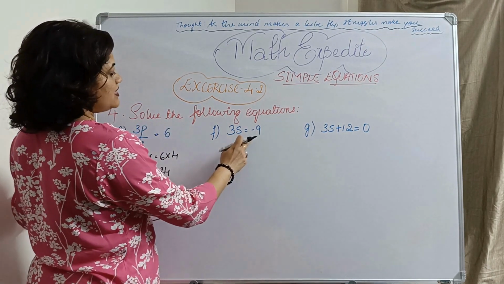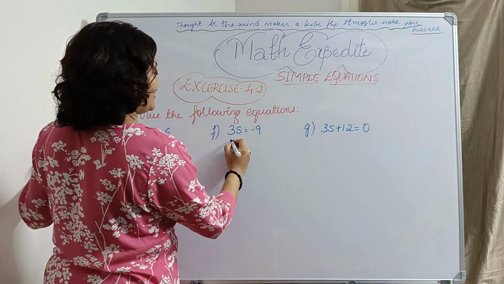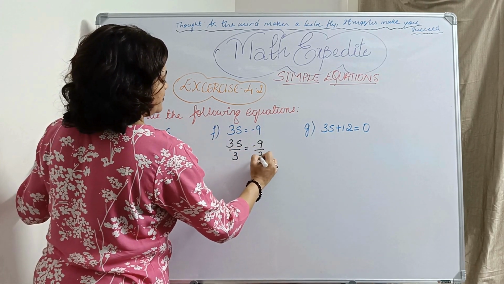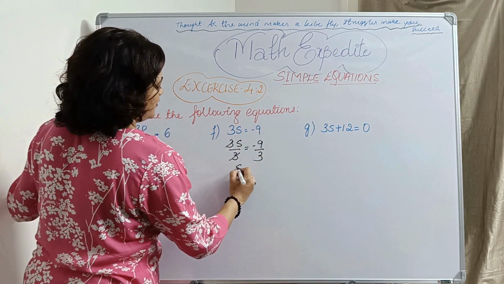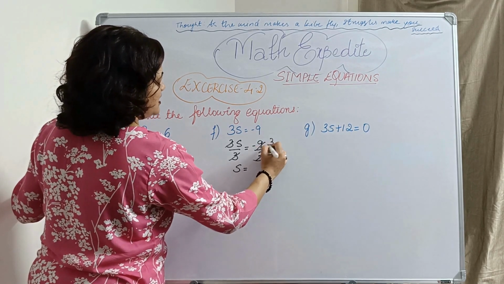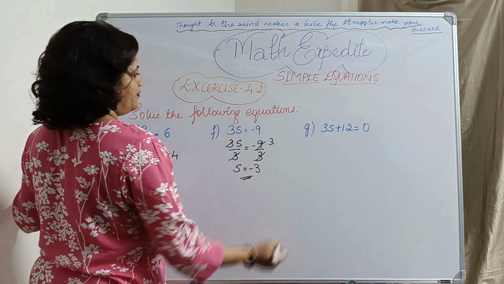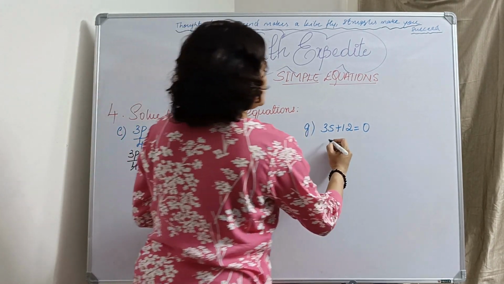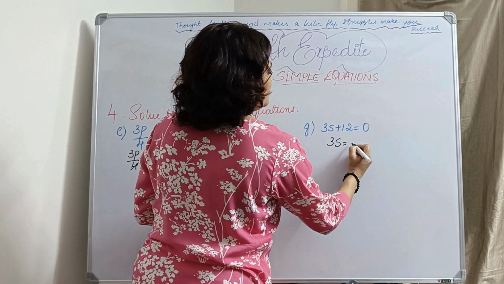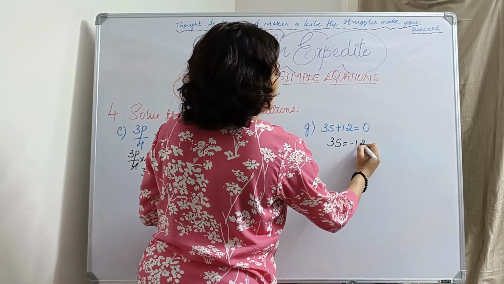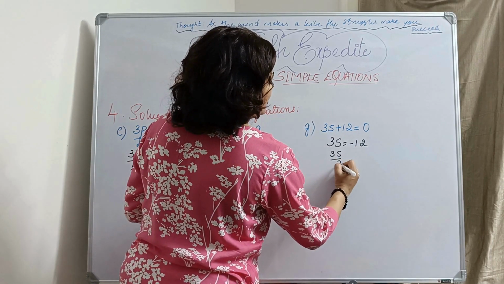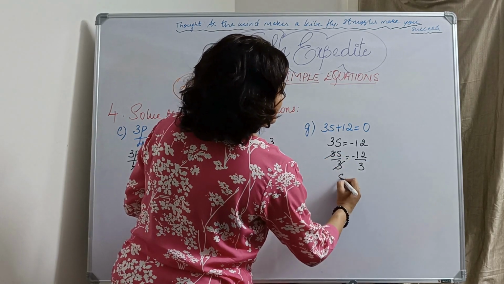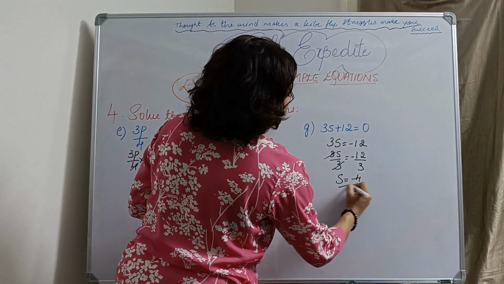Here 3s equals minus 9. So what do we do? We have to divide by 3 on both the sides. s remains, 3 3s are 9, so it is minus 3. This one, 3s plus 12 is equal to 0. We will transpose 12. 3s is equal to minus 12. Now we're going to divide by 3 on both the sides. 3 gets cancelled. s equals minus 4.